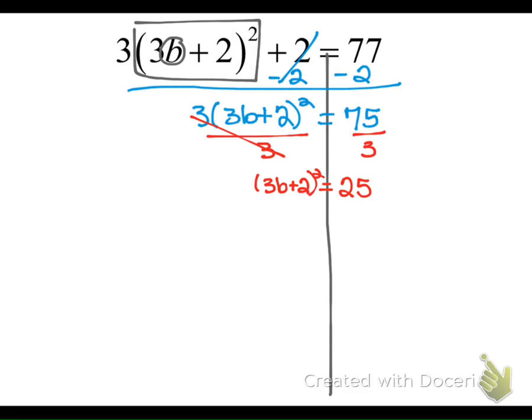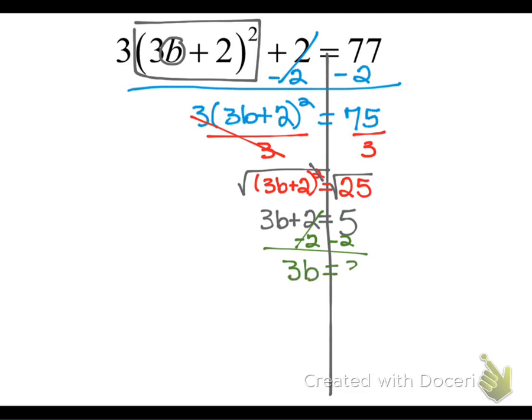So the next step, I'm supposed to get the square by itself. So how do I get the square by itself? Square root it. If I square root one side, I square root the other. Okay, so on my left side, what do I bring down? And on my right side, what's the square root of 25? 5. And then our last step, solve as usual. Minus 2. 5 minus 2. And now what? 3. Divide by 3.